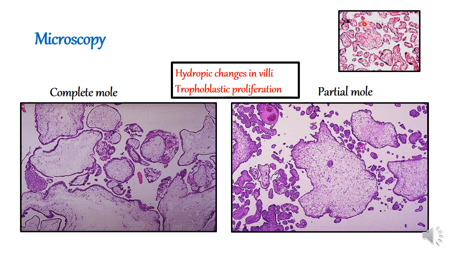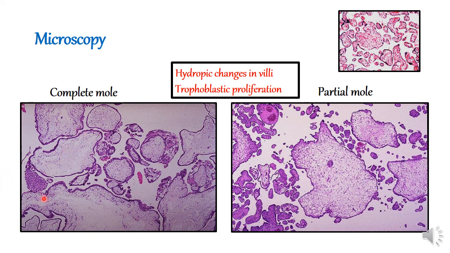You can see this is the normal villi. This villus is lined by cytotrophoblast, and the stroma contains the orangish things you are seeing, which are the capillaries. Whereas here, the villus is lined by cytotrophoblast and multinucleated syncytiotrophoblast cells. In the stroma there will be absence of capillaries, and the trophoblastic proliferation will be circumferential.